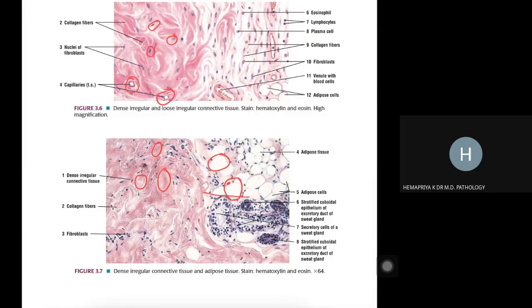Dense irregular connective tissue and adipose tissue, stain hematoxylin and eosin. First, dense irregular connective tissue, 2 collagen fibers, 3 fibroblasts, 4 adipose tissue, 5 is adipose cells, 6 is stratified cuboidal epithelium of excretory duct of sweat glands, 7 secretory cells of a sweat gland, 8 stratified cuboidal epithelium of excretory duct of sweat glands.